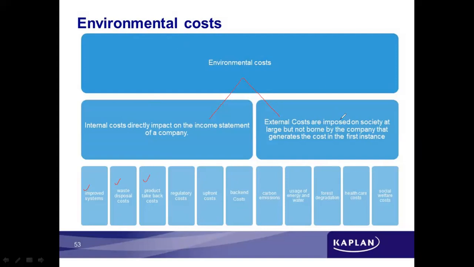External costs are imposed on the society. Because of their activities, there is an impact on the society. So something which is imposed on the society at large, but not borne by the company that generates the cost in the first instance. What is that? What is the amount of carbon emission? Here we see carbon emission. Then usage of energy and water. What is the point in usage of energy and water?